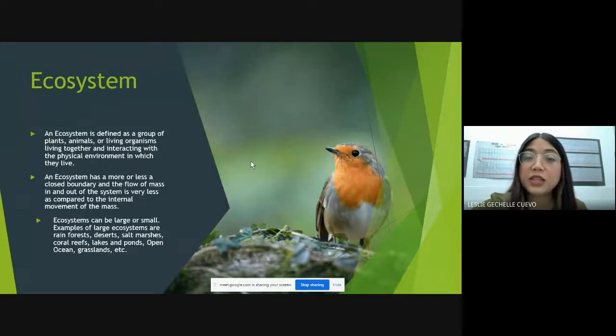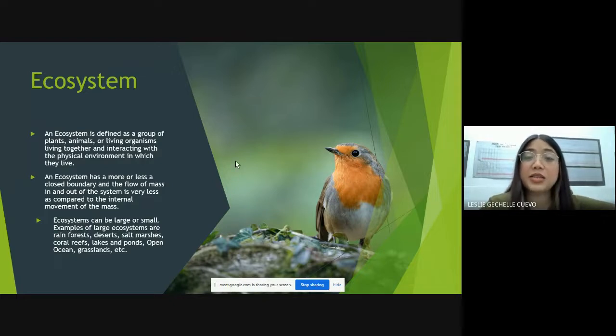Ecosystem. It is defined as a group of plants, animals, or living organisms living together and interacting with the physical environment in which they live. So, for example, sa isang forest, isang ecosystem yan. Kasi namumuhay sila, yung mga animals doon, yung mga plants doon, namumuhay sila na magkakasama in that specific forest. So that is considered an ecosystem.